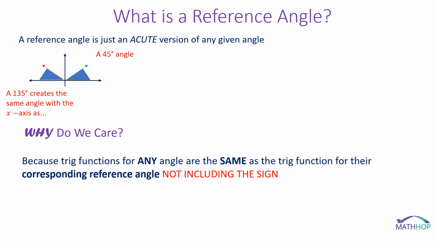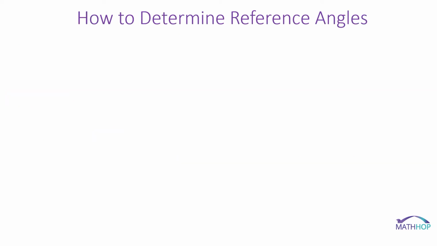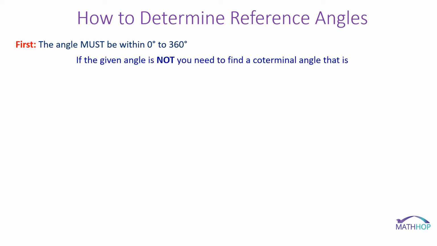Okay, so now that we know that, yes, reference angles are going to be important, how do we determine them? Okay, well, first your angle must be between 0 and 360. And actually, it has to be from 90 to 360 because 0 to 90 are already positive acute reference angles. So if the given angle that you're asked to find a reference for is not less than 360, you're going to have to find a coterminal angle. You see why we just learned coterminal angles?